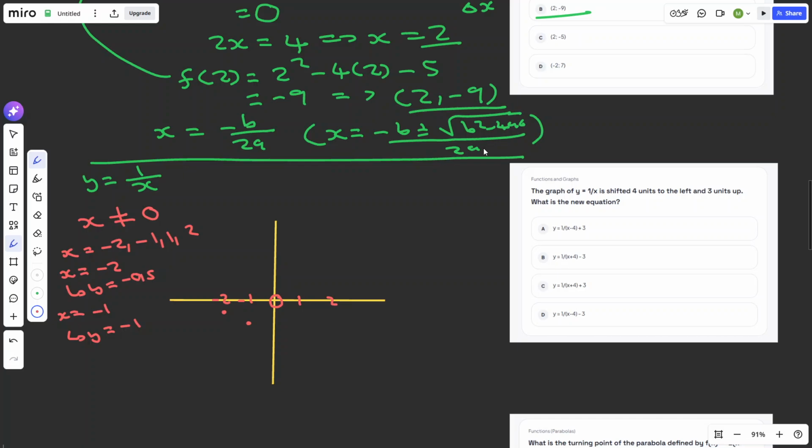Okay, so let's label it. This is going to be -0.5 here. It's going to be -1. And then next one, it's going to be x is equal to 1, y is equal to 1. Next, x is equal to 2, y is equal to a half. Okay, so it's going to be somewhere there. So now what do we see here?